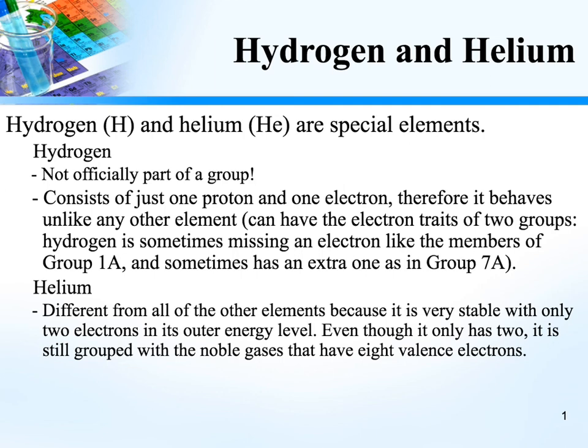So helium, it's different from all of the other elements because it's very stable, having only 2 electrons in its outer energy level. Even though it only has 2, it is still grouped with the noble gases that have 8 valence electrons because of its stability.